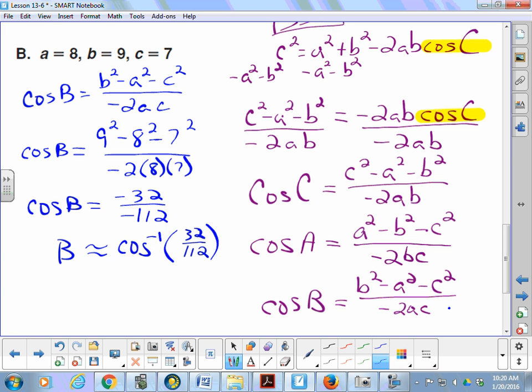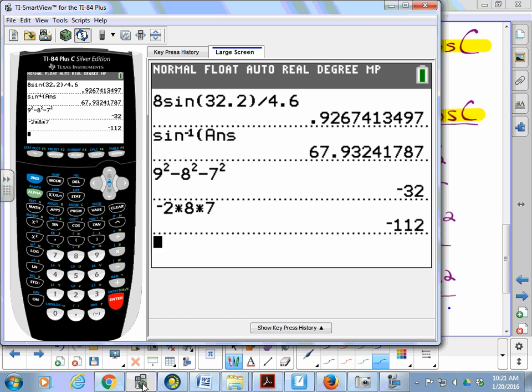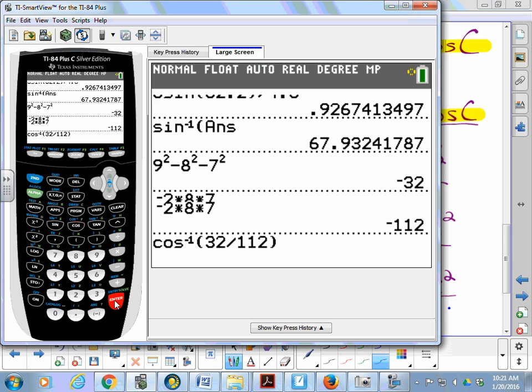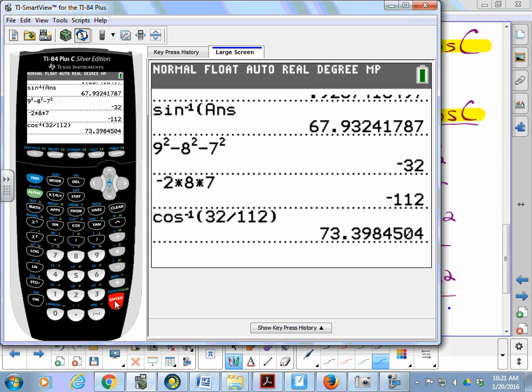Now, if you ever want to go back and use law of sines to find the other angles at some point, if you prefer to use the law of sines instead of the law of cosines, then always find the largest angle first this way, using law of cosines. If you don't, you'll have a mistake. That's why the SSA theorem doesn't work. Inverse cosine 32 divided by 112. All right, so we get 73.4 degrees.